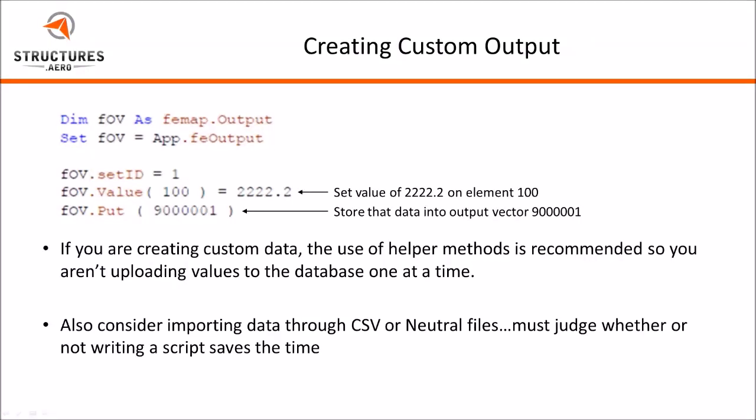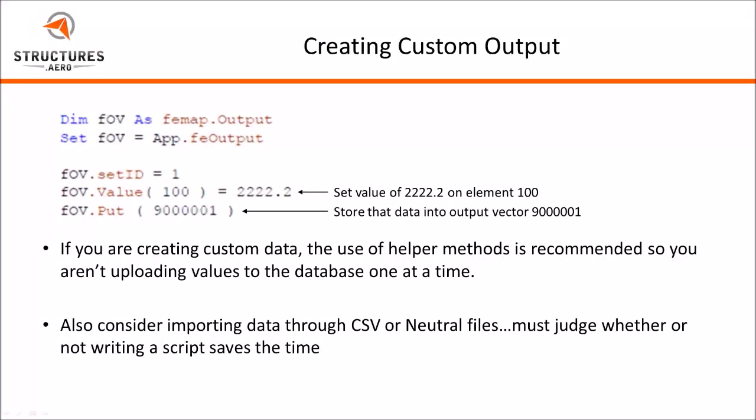However, I'm sure most people already know that this is not a good way to do things. This is the first example of something that would take, if you have 1 million elements, 1 to 2 million COM calls, depending on how things are programmed, on top of everything else that's in the loop. It's going to run extremely slowly. And if you look in the Femap API documentation, they call out directly that the use of helper methods is recommended, so you're not uploading things to the database one at a time.